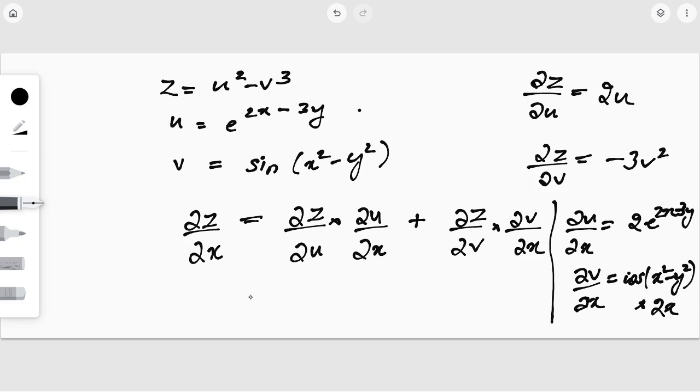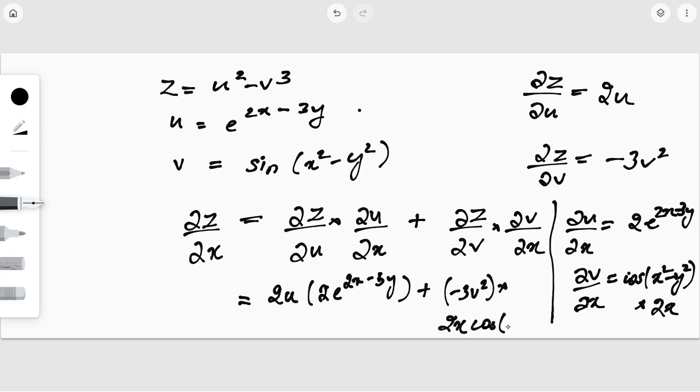So we'll substitute all these values. What do we get? We get 2u into 2 into e raised to 2x minus 3y, plus ∂z/∂v, which is minus 3v square, into 2x cos of x square minus y square. So you can substitute the values of u and v again.